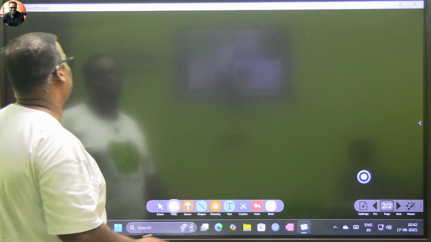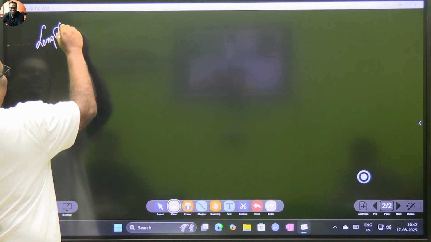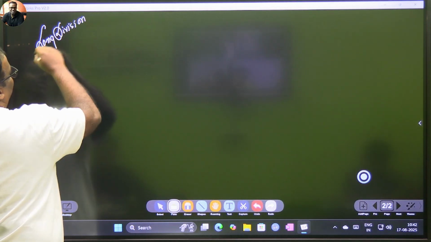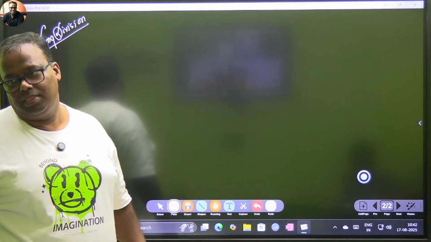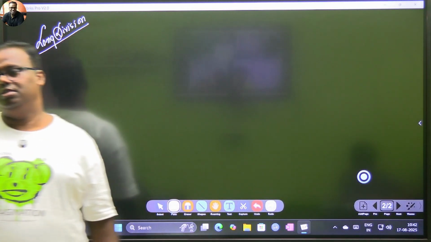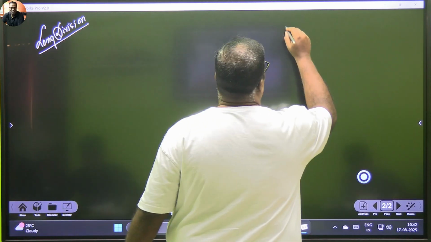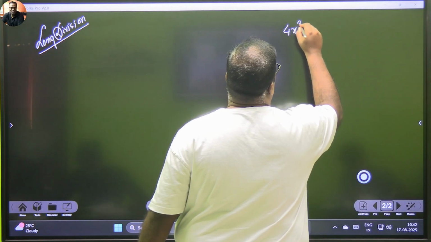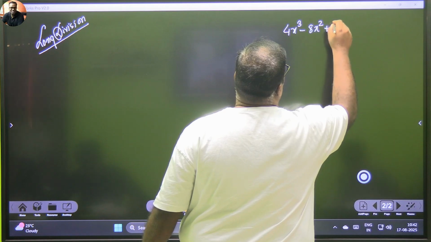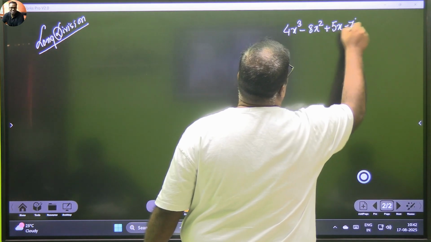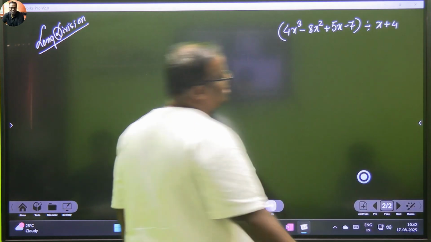Long division of expression. Okay. You tell me the dividend first. Whom are you trying to divide? Dividing 4x cube minus 8x square plus 5x minus 7, and you are dividing this by x plus 4. Okay. Now let's see how to do this.